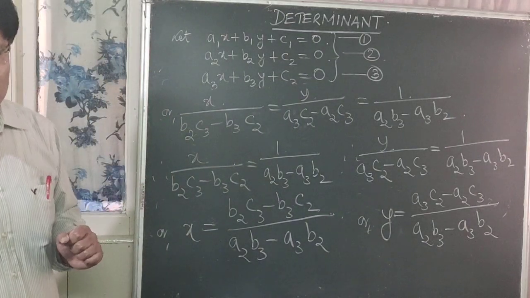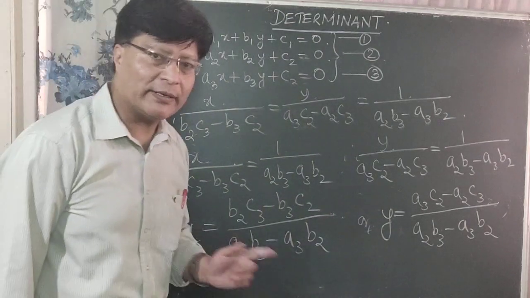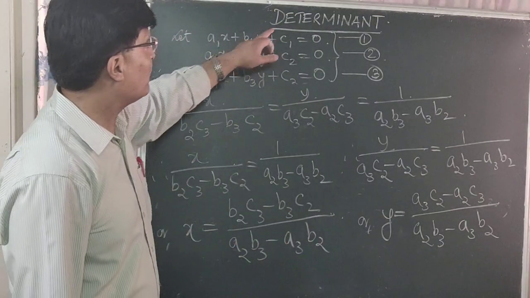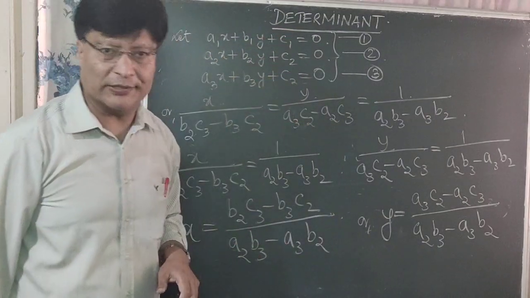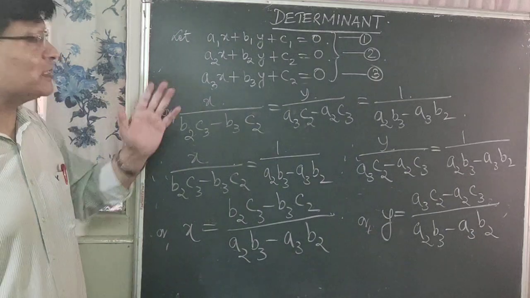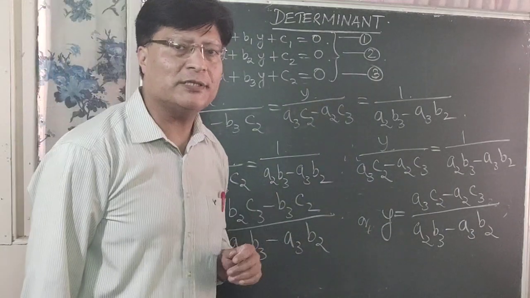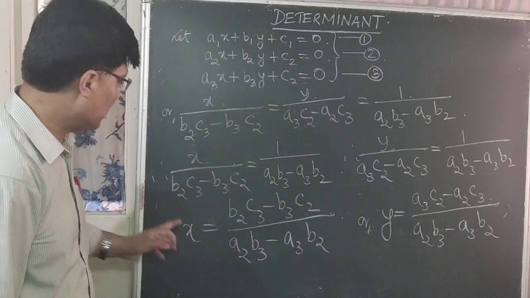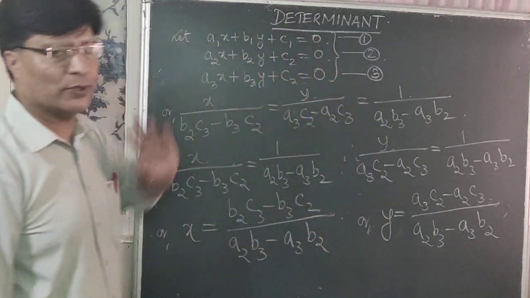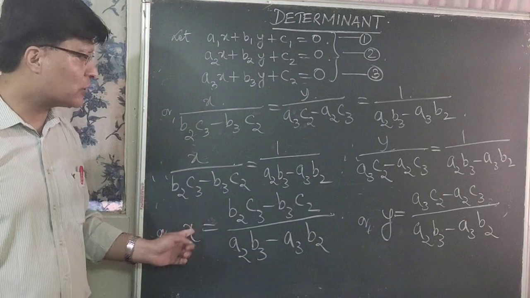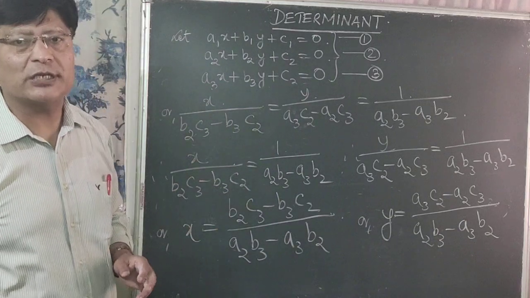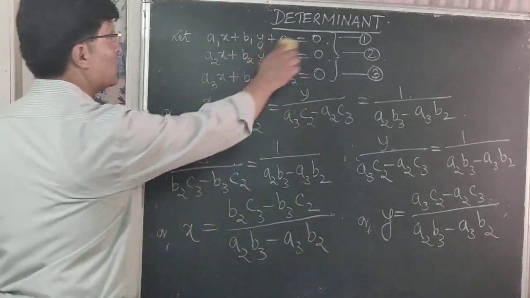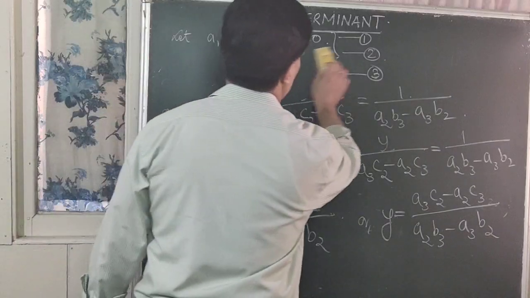But actually, what are we doing here? We are eliminating x and y from these three equations. Now let us put the value for x and y in the first equation. What do we do now? In which equation do we put the values of x and y? We put them in the first equation. So let us write the first equation now.